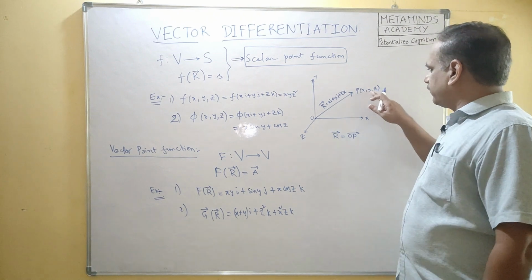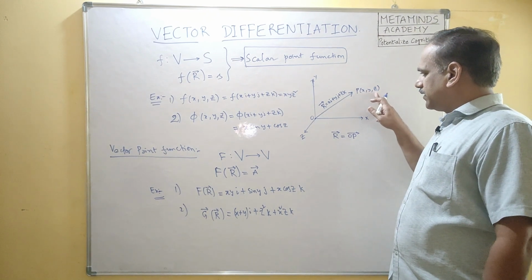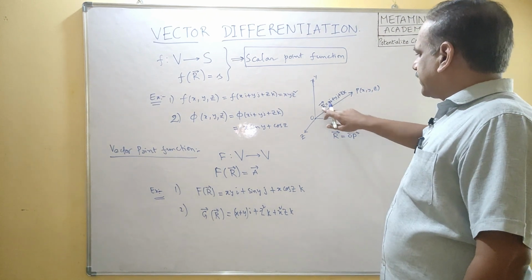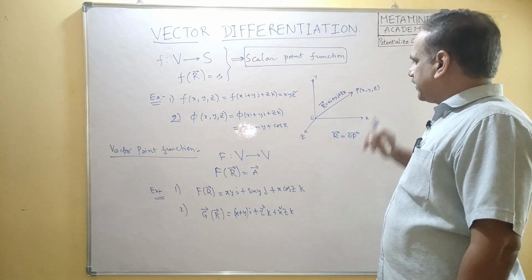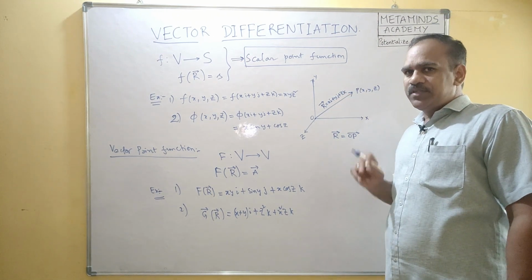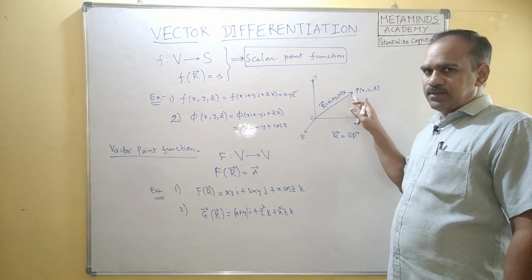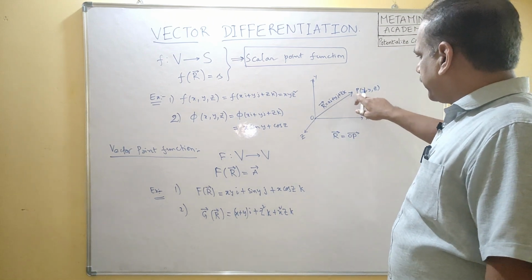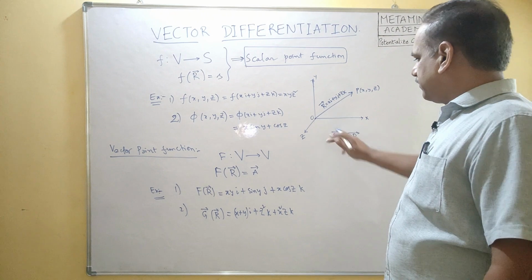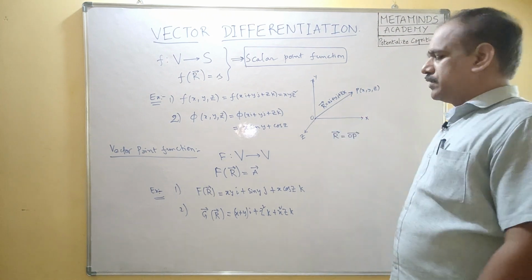So for every point xyz, you can write the vector r bar as xi plus yj plus zk, which is called the position vector of the point P(x, y, z). It is actually OP bar.